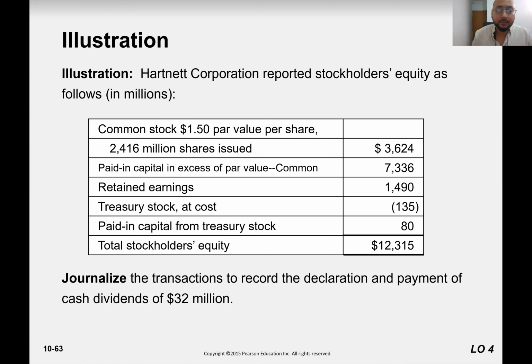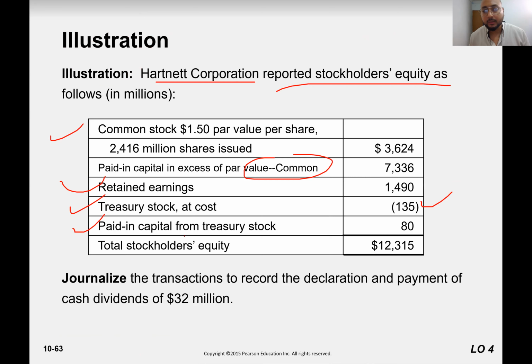Now we have a comprehensive, just for dividend illustration. So let's just do it together. Those who are watching online, please pause the video and try to solve it by yourself, and then compare the answers. Okay, so we have the Hardnet company. We have common stock, paid in capital in excess of common stock, retained earning, treasury stock, and paid in capital from the treasury stock, $80 million. It's like a premium we earned over reselling of our own stock, right?